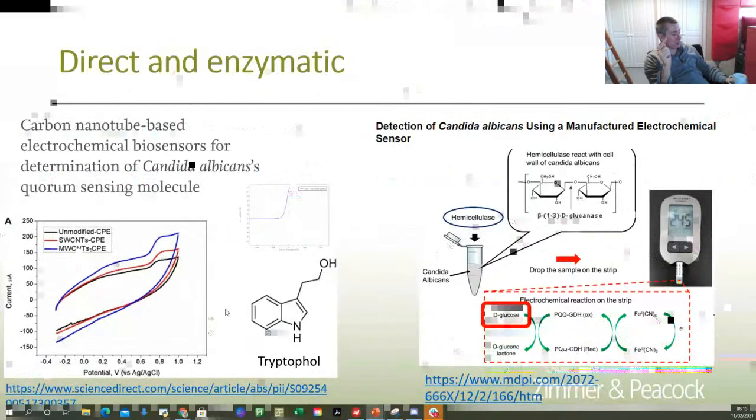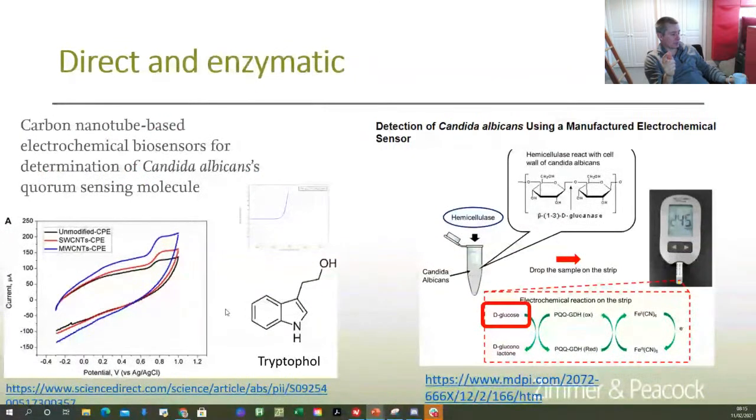But the only issue then is how specific is it? Because obviously, if there are other sources of this molecule in the sample, then it will confound the result. But it just shows you that there are always many ways of making electrochemical biosensors, and some of them can be quite hard, some of them can be quite easy. And which strategy you adopt really depends on the specificity of the assay that you want to do.